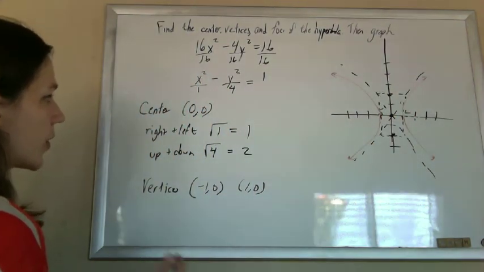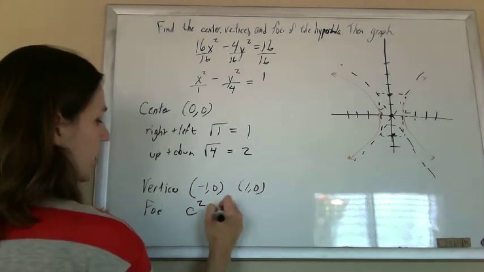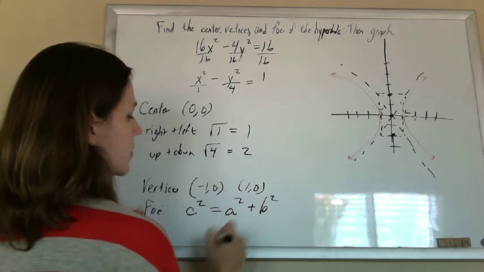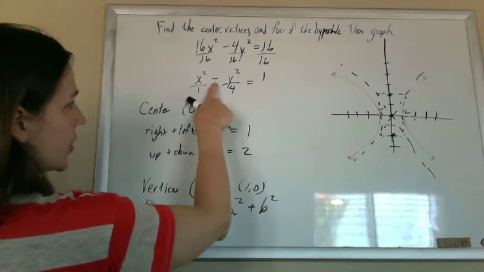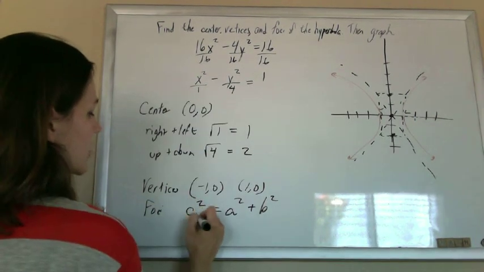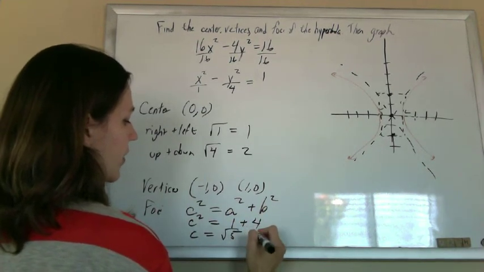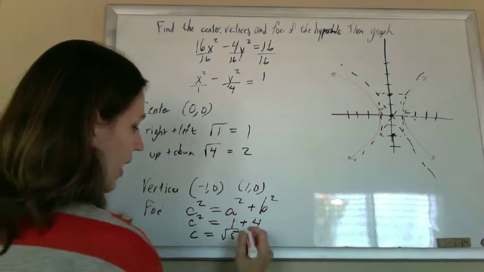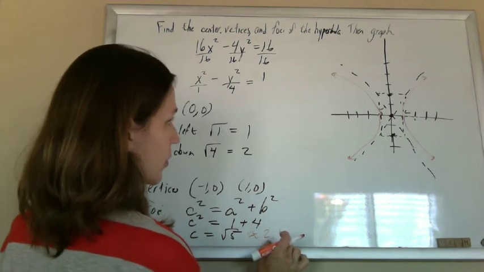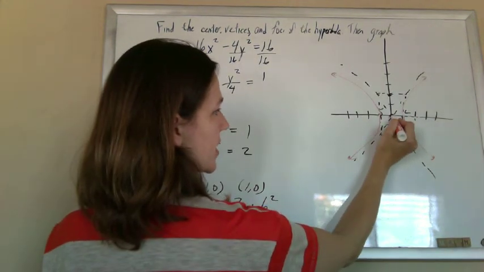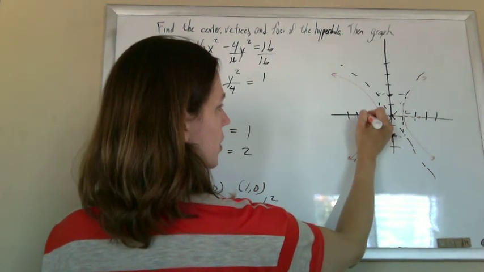And they want the foci. Now for foci, hyperbolas, as strange as they are, they get a normal Pythagorean theorem, c squared equals a squared plus b squared. So it's 1 plus 4. You do the opposite of what it looks like there. So c squared is going to be 1 plus 4. So c is going to be the square root of 5. And when we graph, that's a little bit more than 2, a little bit more than the square root of 4. So from the center, 1, 2, and a little bit more.